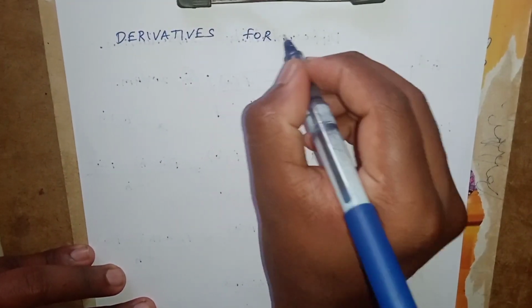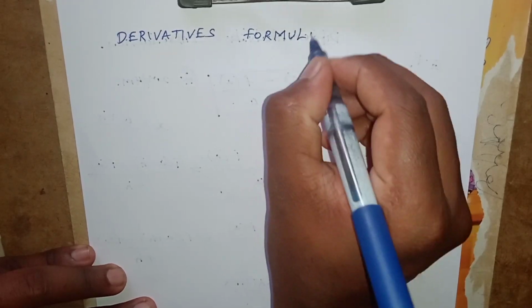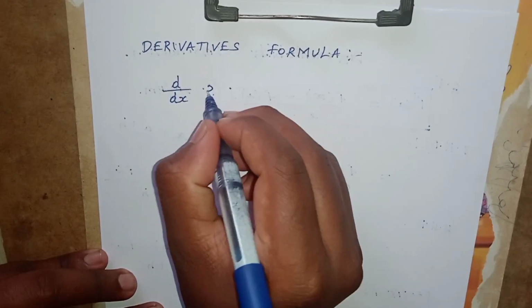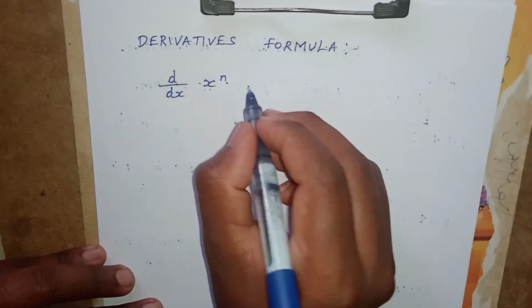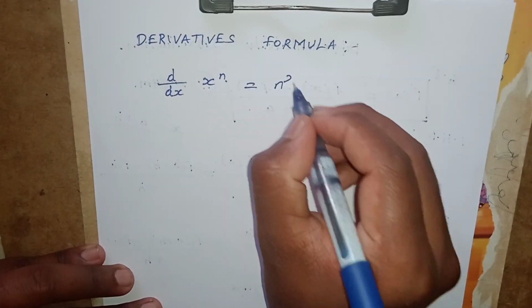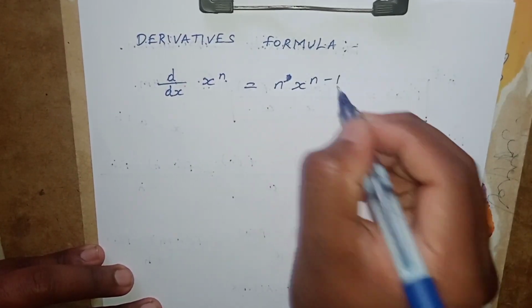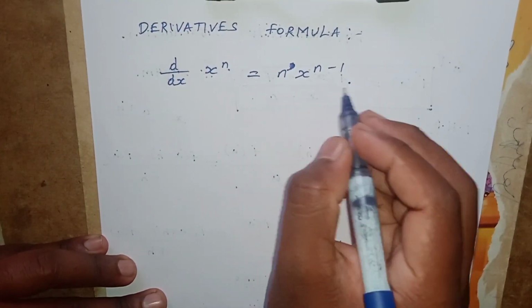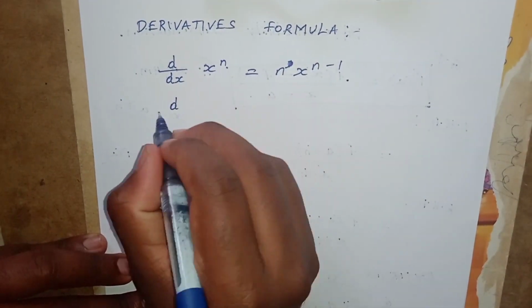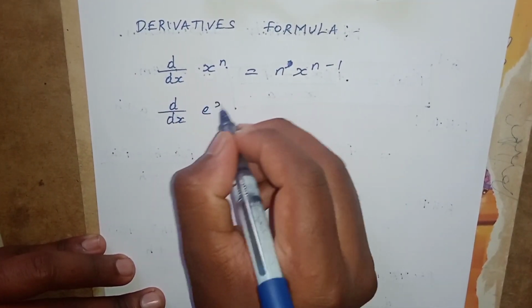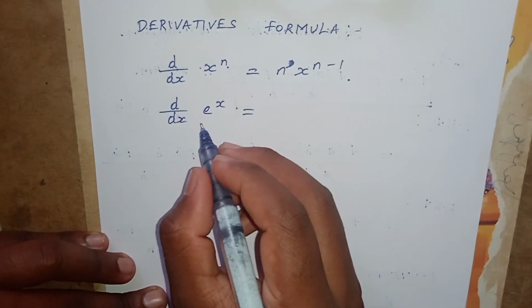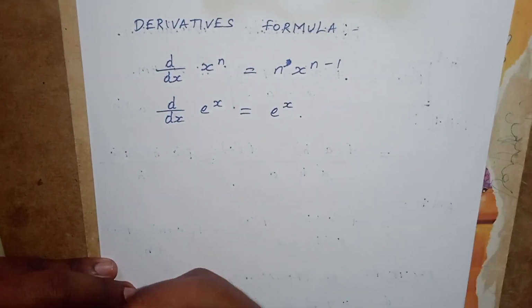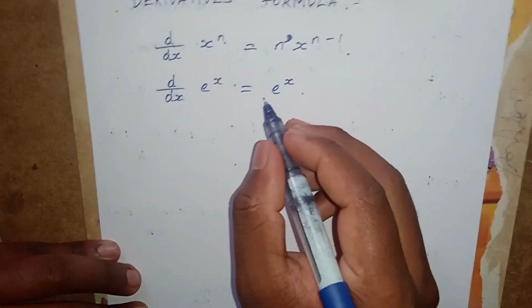Derivatives, here are some formulas. For differentiation, I am taking first d by dx of x power n, which is n x power n minus 1. Next, d by dx of e power x. e is nothing but the exponential function. The differentiation is also the same exponential function, e power x.